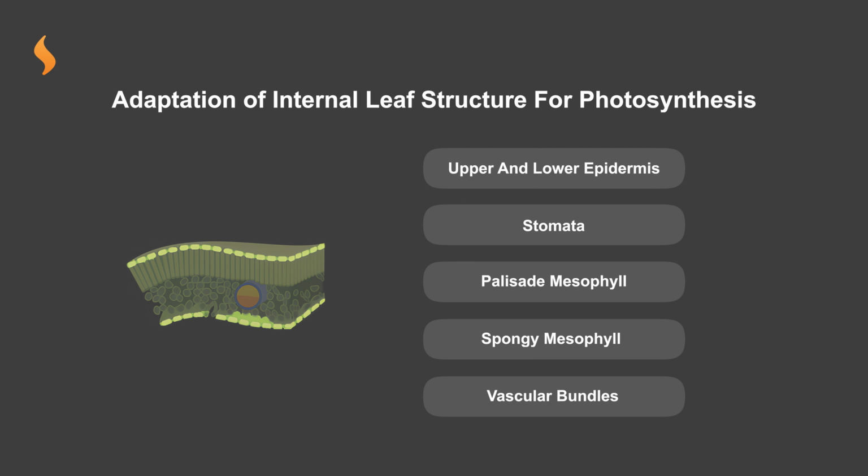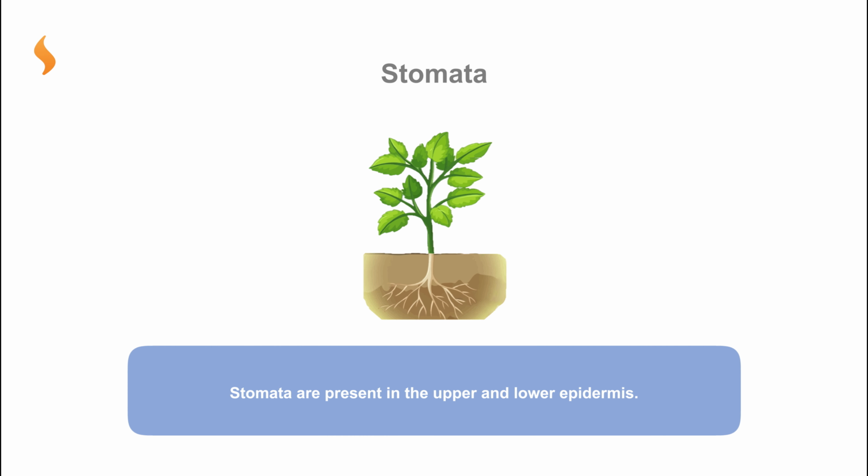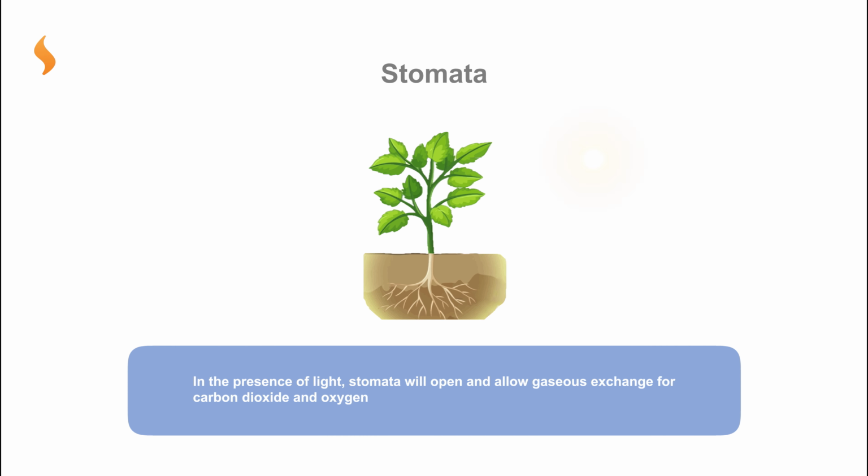The second type of adaptation of internal leaf structure for photosynthesis is stomata. Stomata are present in the upper and lower epidermis. In the presence of light, stomata will open and allow gaseous exchange of carbon dioxide and oxygen.